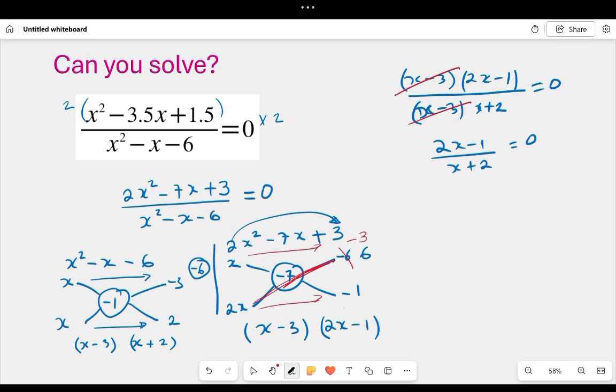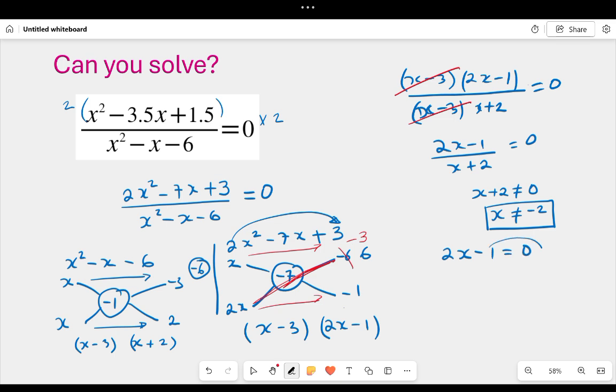Alright, but the expression we have in the denominator can never be equal to 0. So if we have to solve this equation, we are actually interested in what should be equal to 0. So we can never have a 0 in the denominator. So it's going to be x plus 2 is not equal to 0. And therefore x cannot be equal to negative 2. Because if x is going to be equal to negative 2, in the denominator we are going to get a 0. So we are only left with the numerator, whereby 2x minus 1 should be equal to 0.